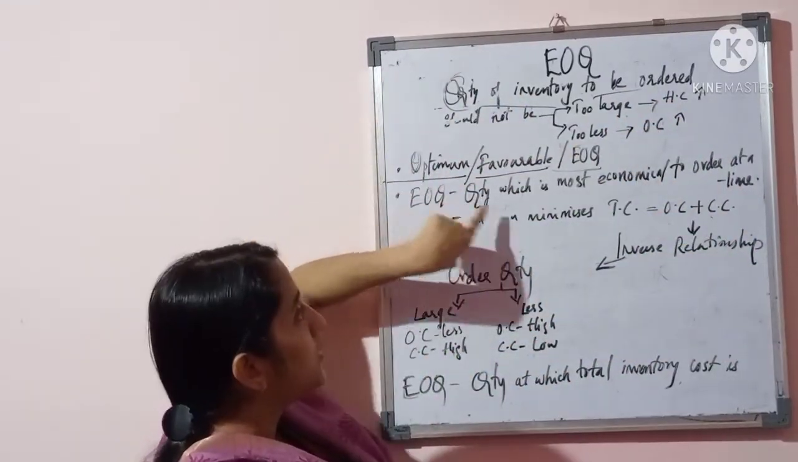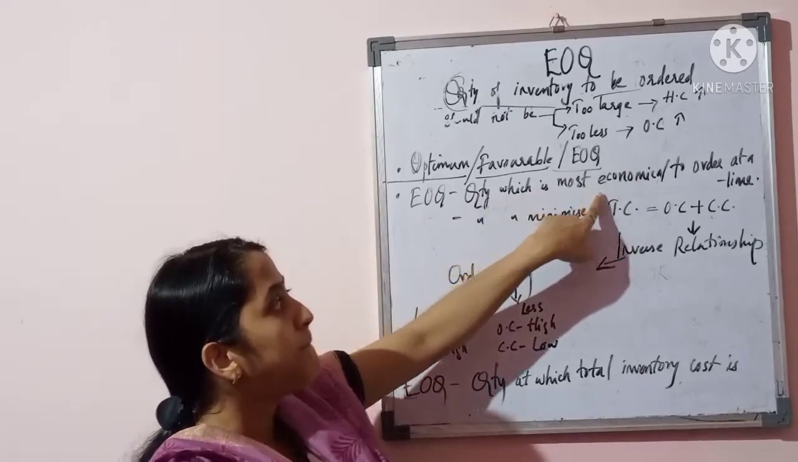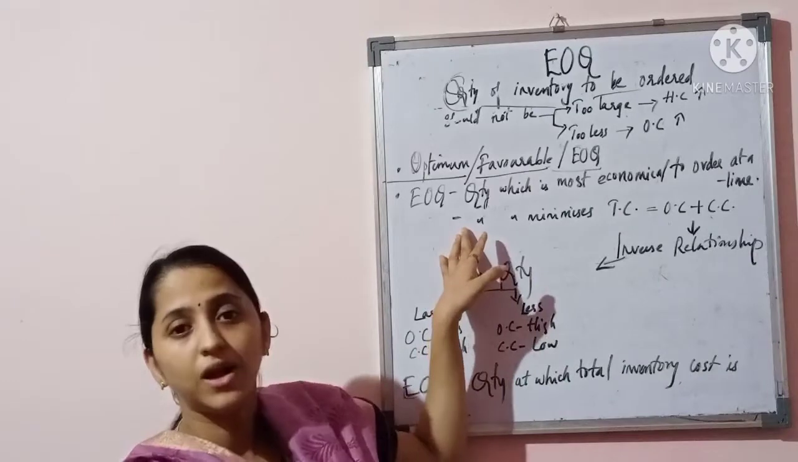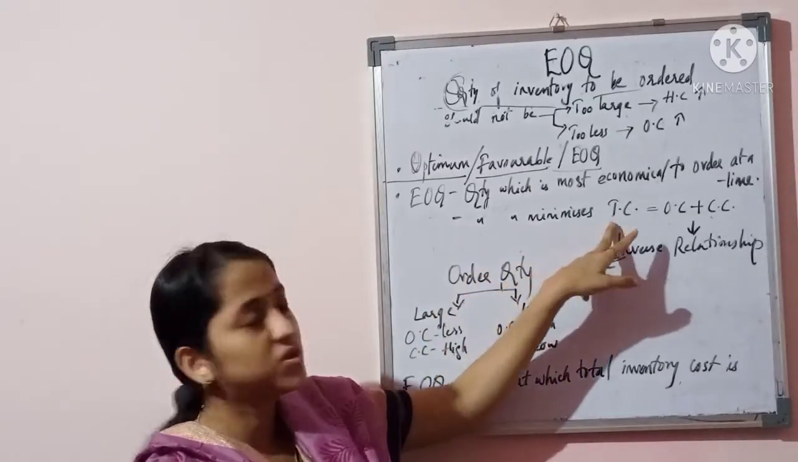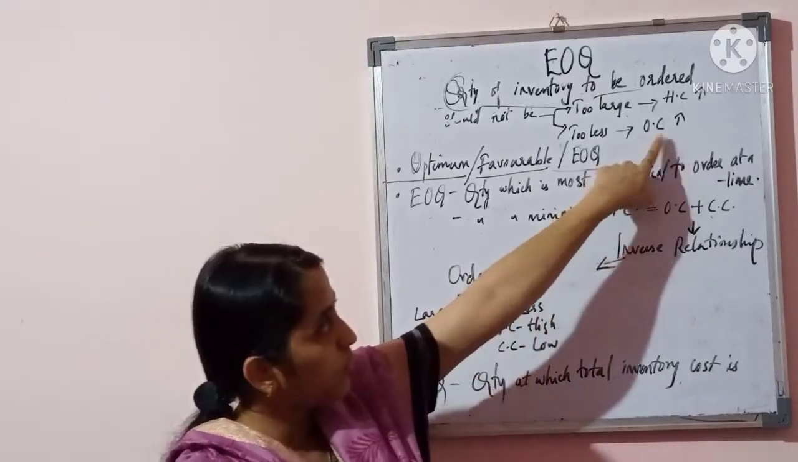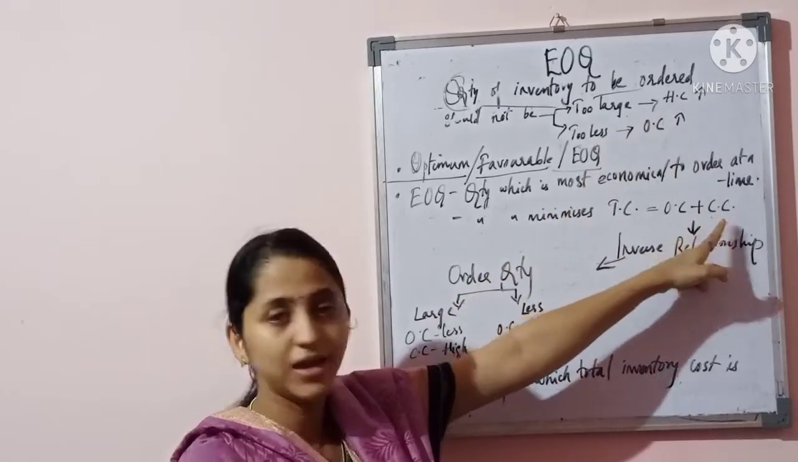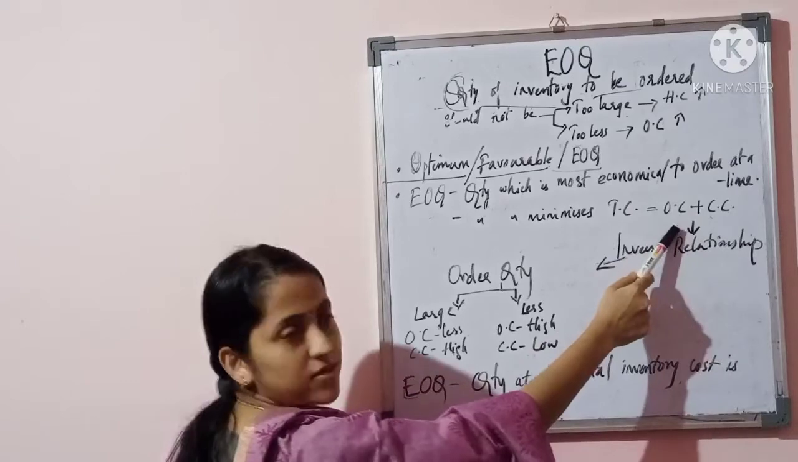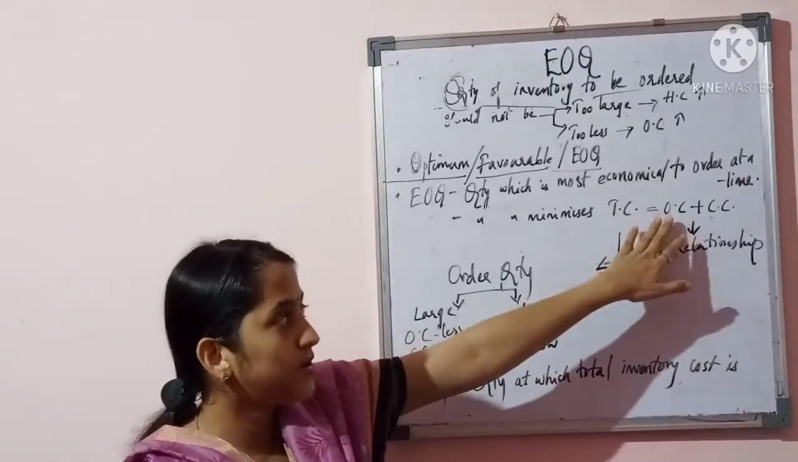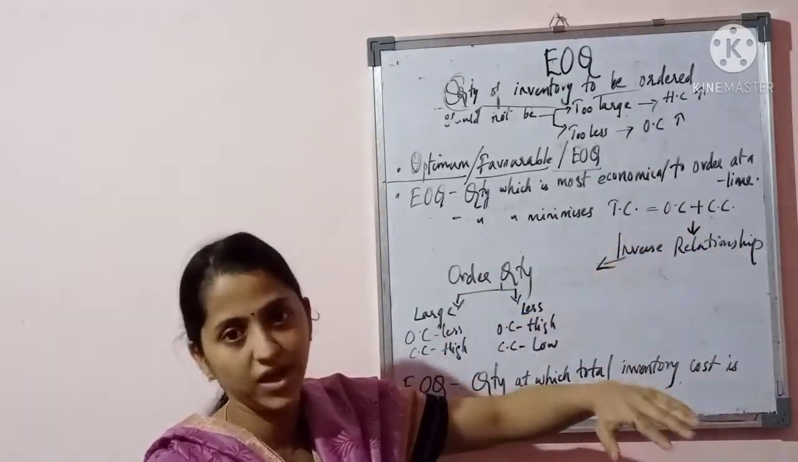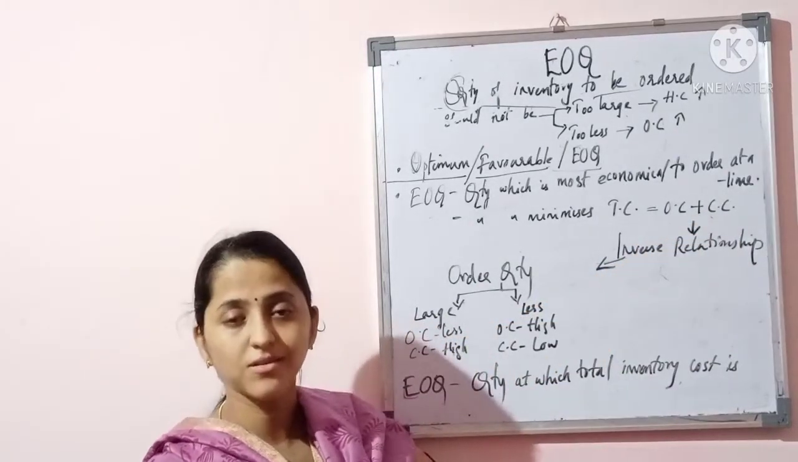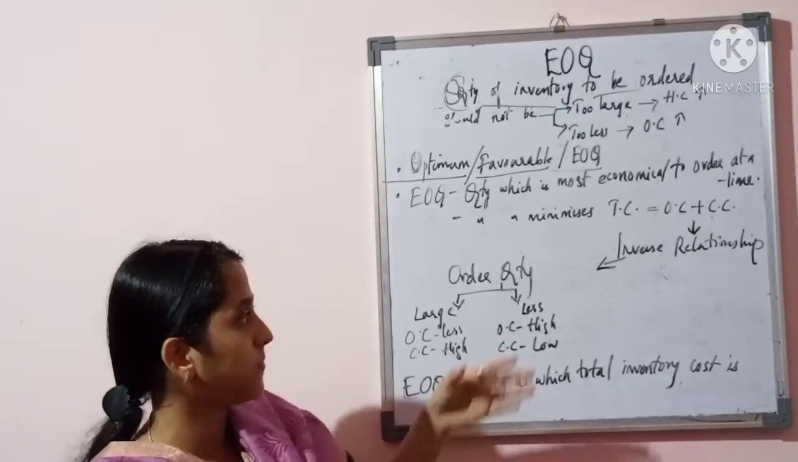So EOQ is the quantity which is most economical to order. That means it is the quantity which minimizes total cost. Total cost means holding cost and ordering cost. Okay. Here it is given OC, that is ordering cost. We can say this ordering cost can also be called buying cost, and carrying cost can also be called holding cost or storage cost.